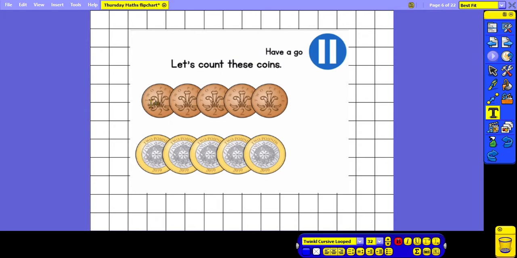Okay, so for the first one, we're counting in 2 pence coins. So we can count in twos. So 2, 4, 6, 8, 10. And we are counting in pence, so our unit is a P for pence. And then here we're counting in 2 pound coins, but we can still count in our twos. So 2, 4, 6, 8, 10. But this time our unit is pounds.